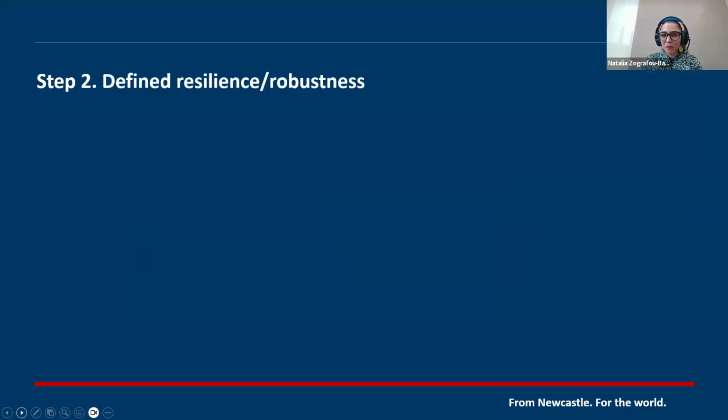Next slide, please. The second thing was to define resilience and robustness, but also to understand and answer the question, how do these two relate? What is the relevance of these two terms for the systems that we have in this project?